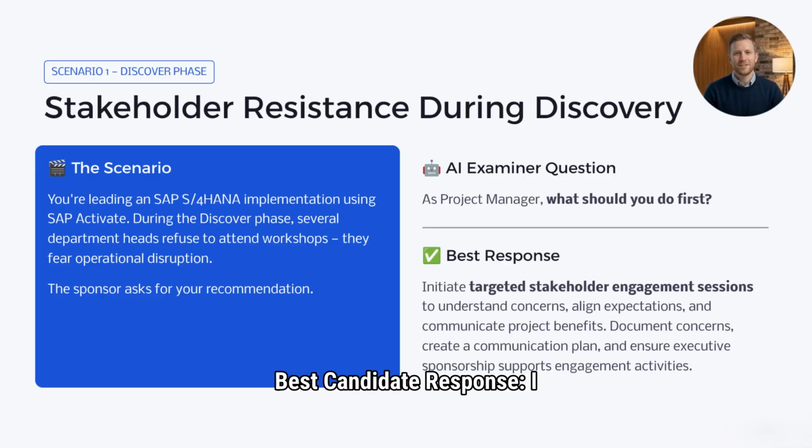Best candidate response. I would initiate targeted stakeholder engagement sessions to understand concerns, align expectations, and communicate project benefits. Using SAP Activate principles, stakeholder alignment must occur early to avoid resistance later in the project lifecycle. I would document concerns, create a communication plan, and ensure executive sponsorship supports engagement activities.